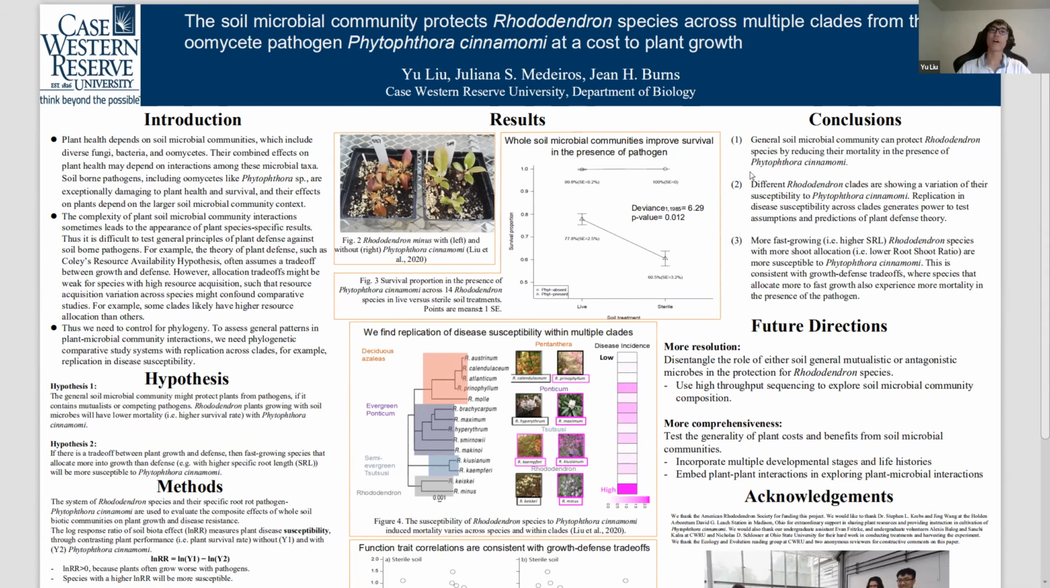Soil microbial communities are highly complex. Therefore, it is challenging to conduct a general test of the soil microbial effects on plants. For example, colleagues put forward a resource availability hypothesis which assumes a trade-off between plant growth and defense. However, species-specific results are very likely to be detected because of the resource acquisition variations across multiple species. Thus, we conduct a phylogenetic analysis to assess the general pattern of the soil microbial effects on plant disease resistance.